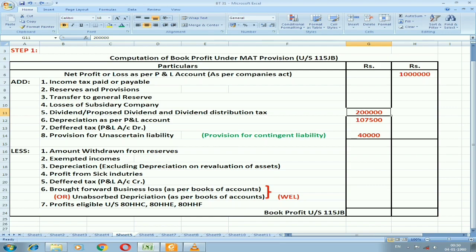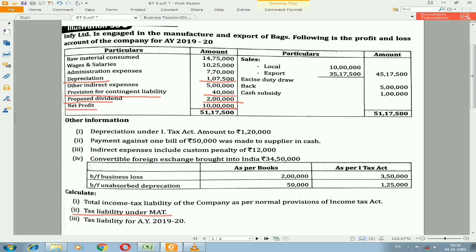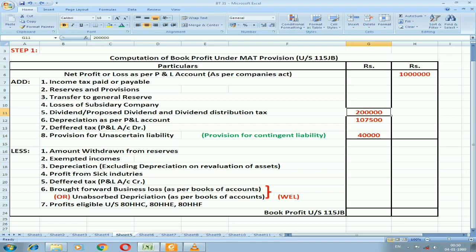We have that in the fifth point. So apart from this, we don't have any points which are related to add. So what we have on the format of book profit, let us take all other points as nil. Do the total, add it with net profit, and get 13,47,500.